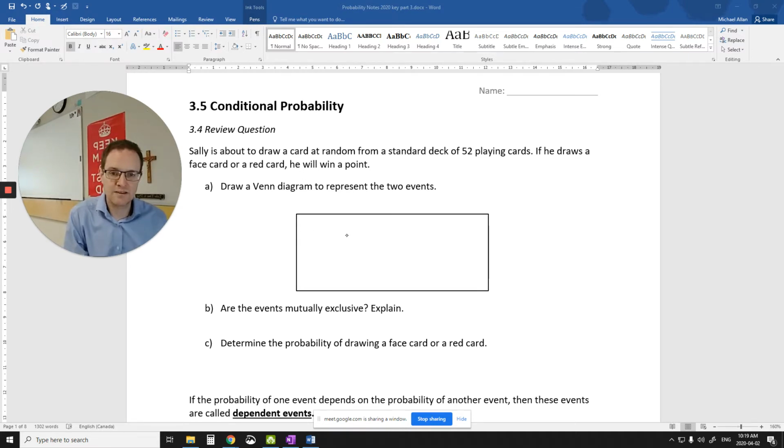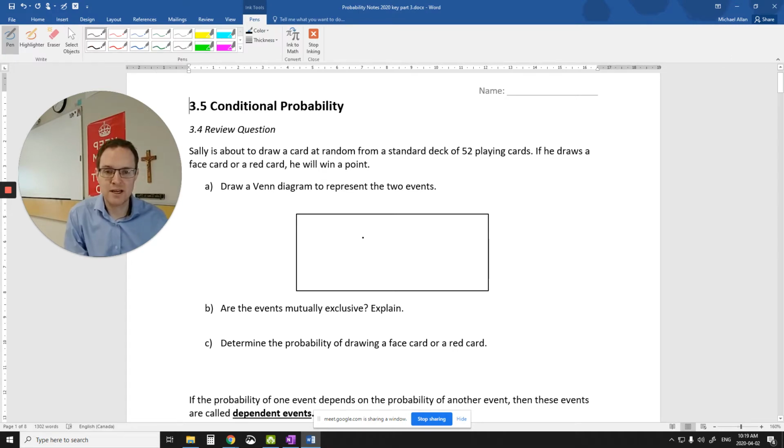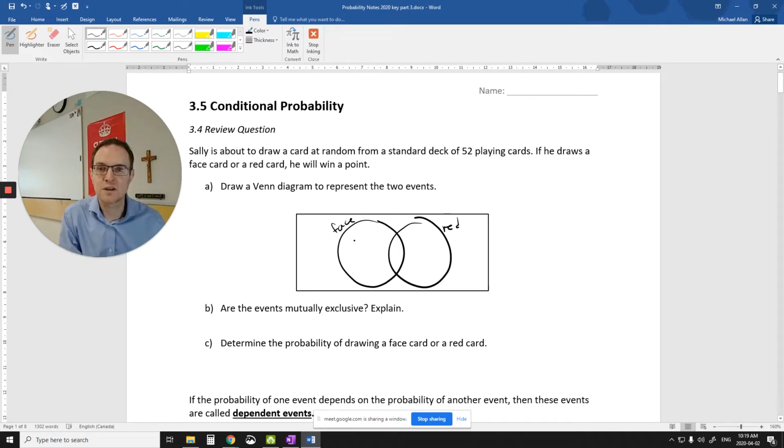So let's draw a Venn diagram that represents the two different cards that she can get here. Hopefully you have already tried this question. If you haven't, give it a good pause. You're going to draw a Venn diagram that represents face cards, that's one thing you can draw, and red cards, because that's another kind of card you can draw. Give this video a pause, try that out, answer the questions down below, and I'll see you in a bit.